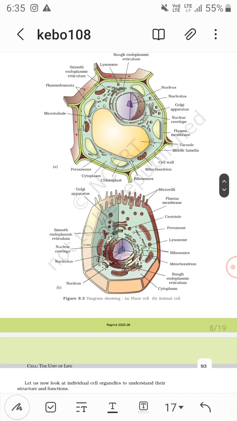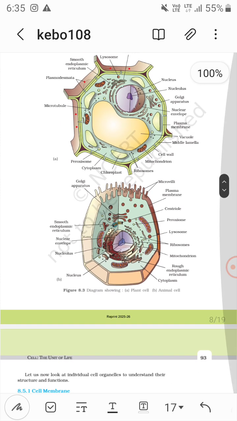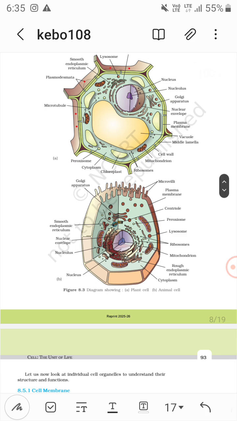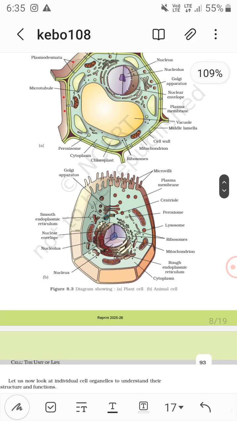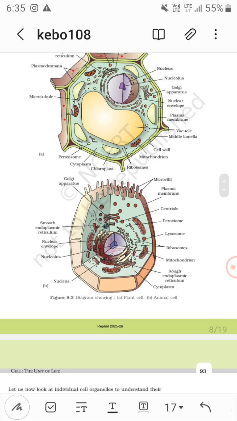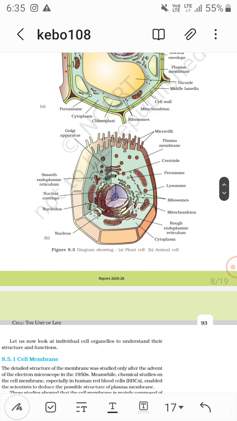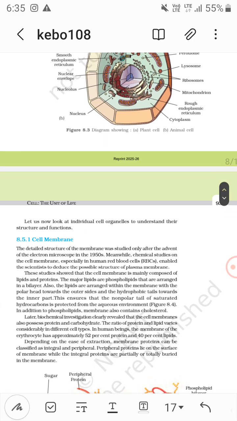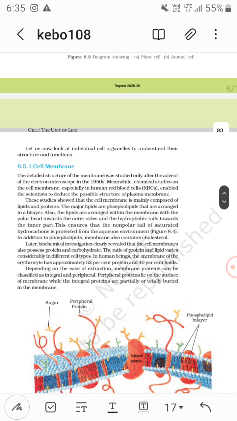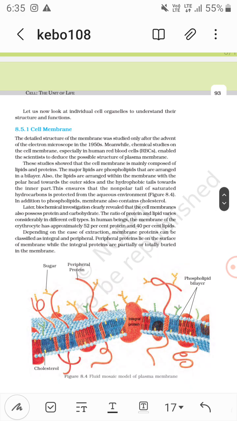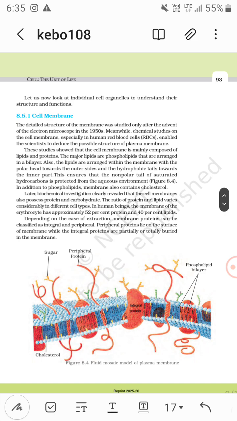You see the peroxisomes are present in both animal cell and plant cell, and then there are ribosomes in the cytoplasm. Here as well, there are ribosomes on the endoplasmic reticulum, which is derived from the nuclear envelope. This is the rough endoplasmic reticulum.